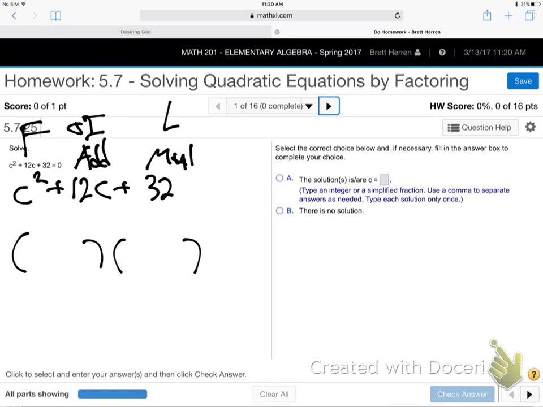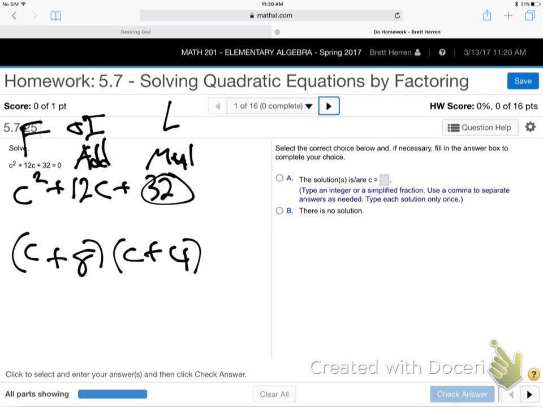And what's going to go in the front of each parenthesis? Yeah, c and c. c times c is c squared. And then take 32, use your calculator if you're rusty on some of those times tables. What times what's 32? 8 and 4, huh? And that does add to be 12, so that's all good. Okay, so that's what you already know. That's not new at all.